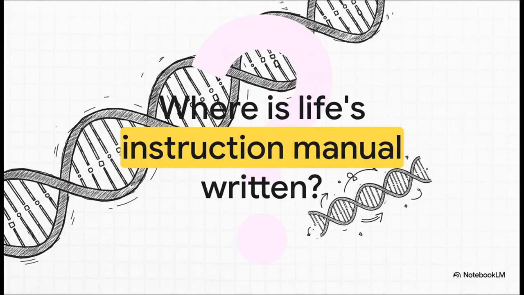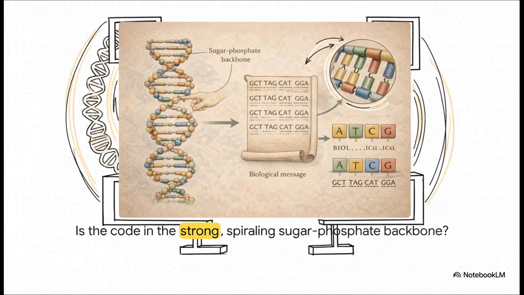I mean, this molecule is incredible. It holds all the secrets to, well, us. So where's the information hiding? Is it woven into the very structure of the helix itself? A common guess is that the instructions have to be in the strongest part of the molecule, this spiraling sugar phosphate backbone. It makes sense. It provides all the structure and support.